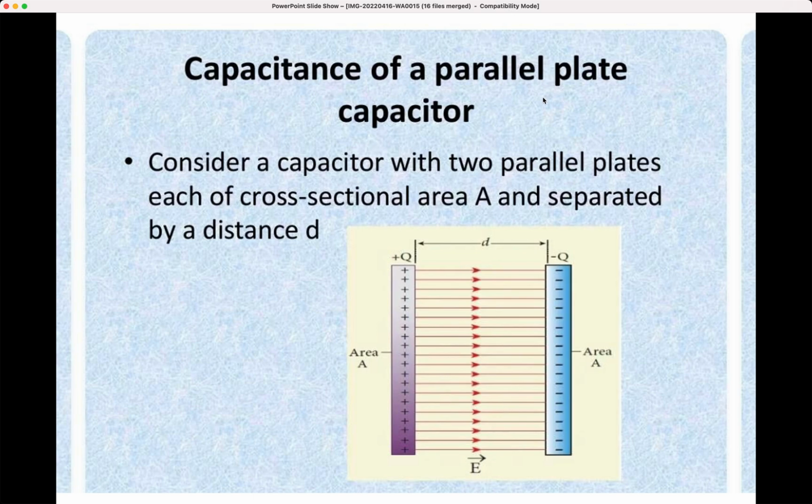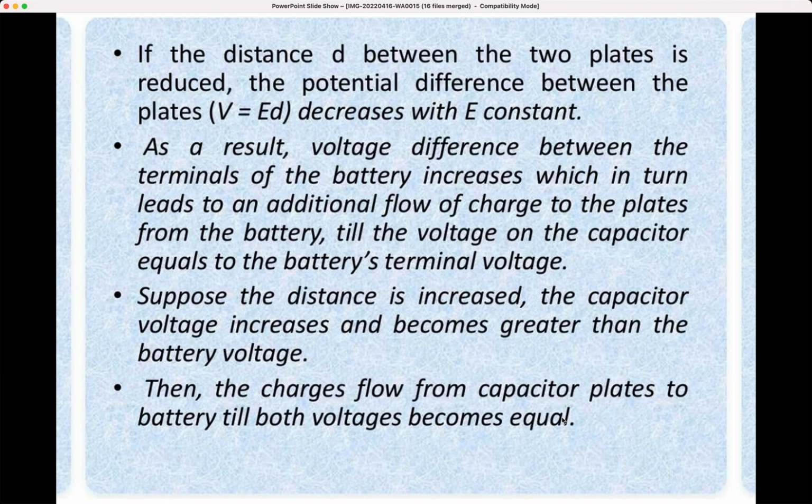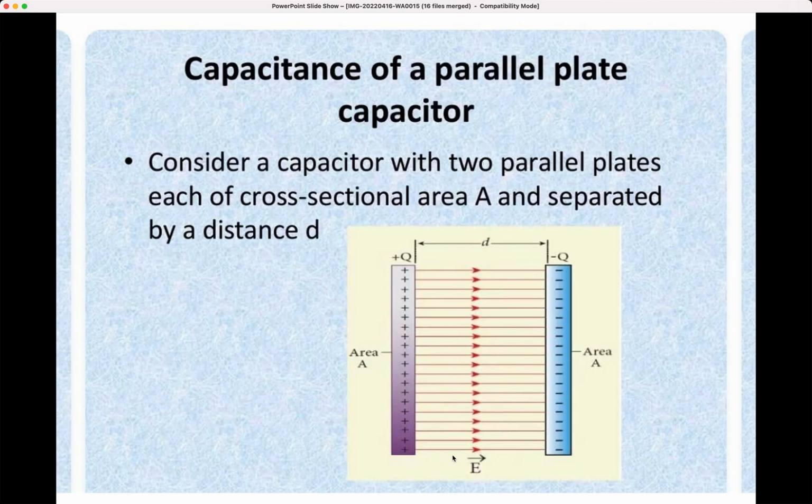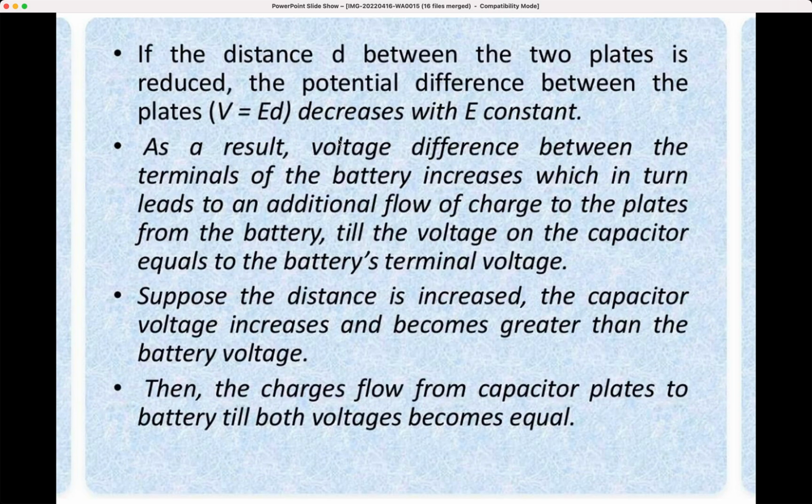And what is the capacitance of a parallel plate capacitor? This is a parallel plate capacitor with two parallel plates. You can see plus Q, here plus charge, this is the area, and minus Q, and the cross sectional area is A, and it is separated by a distance d. You can see the figure here. Suppose the distance d between the two plates is reduced, then what happens to the potential difference? The potential difference is E into d. So V will be equal to Ed, which will decrease with E constant.